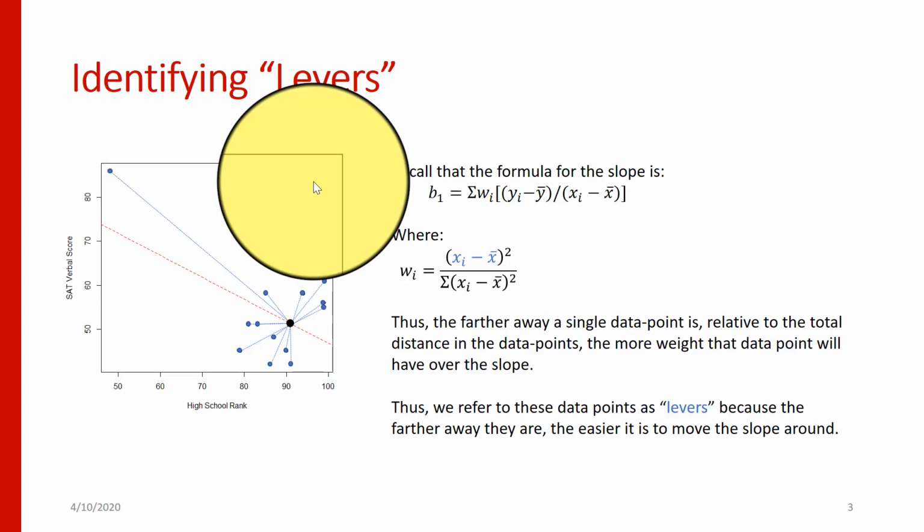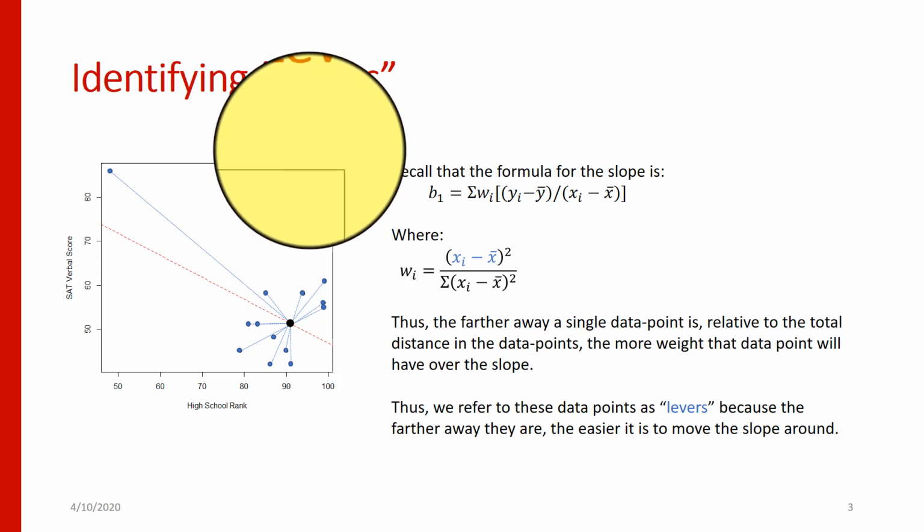So how can we identify these levers mathematically? Because we can look at these things on a graph and say, well, that one data point looks far away, but how far away is too far? So we can actually calculate a statistic known as leverage.